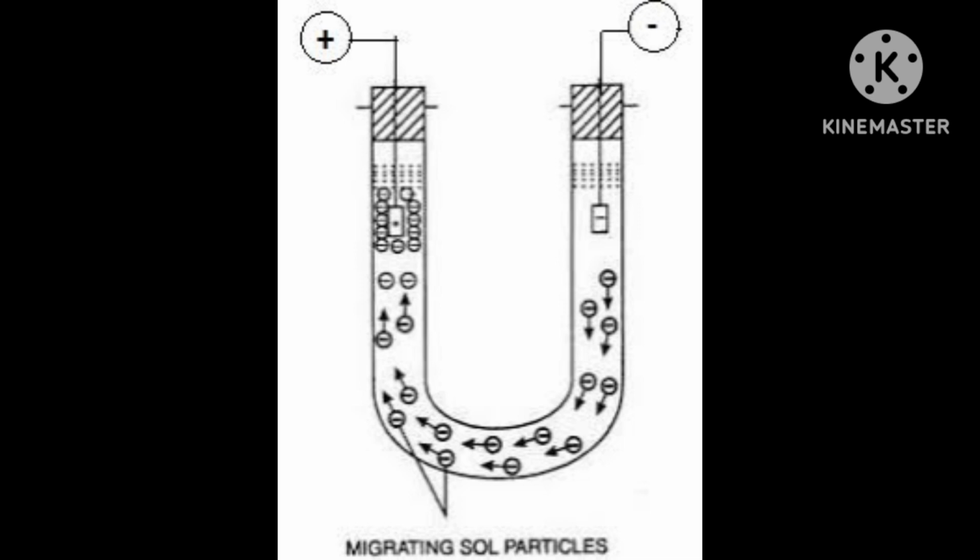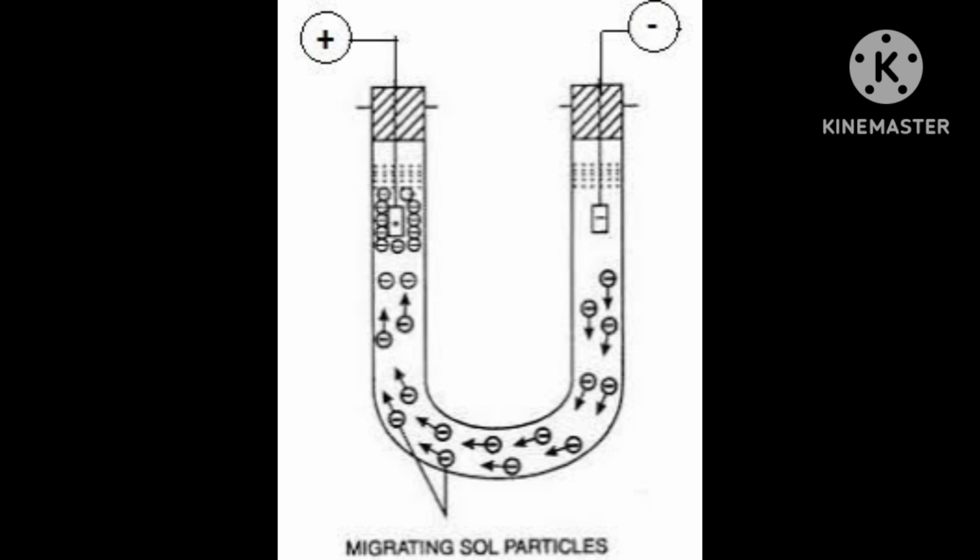sol of hydrated ferric oxide is formed due to adsorption of Fe3+ ions. Means water has now, in this case, adsorbed Fe3+ ions. That's why it becomes positive.